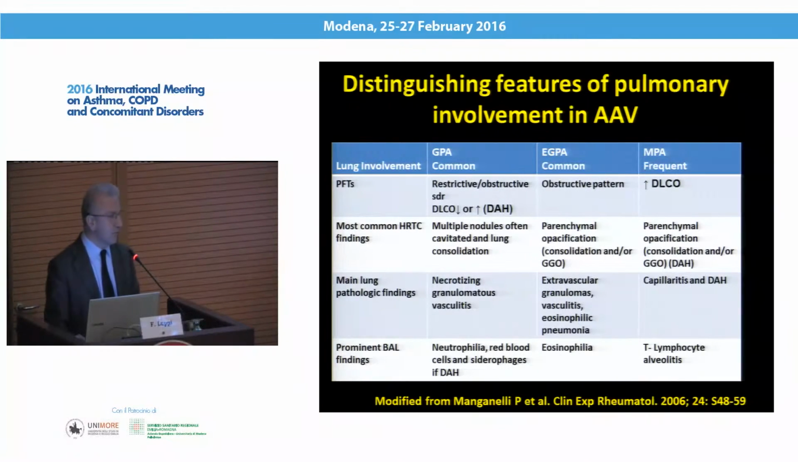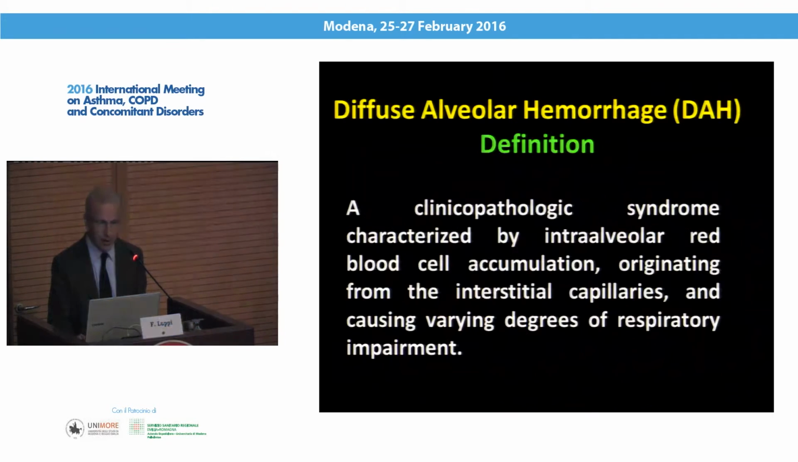Focusing on the lung involvement, even in this case, we have some overlap and some differences. It is interesting to know how they can be different in lung function tests, on HRCT findings, on pathologic findings, and on the characteristics of bronchoalveolar lavage. But if you want to see some overlap, at least for granulomatosis with polyangiitis and microscopic polyangiitis, we have diffuse alveolar hemorrhage. What is diffuse alveolar hemorrhage?